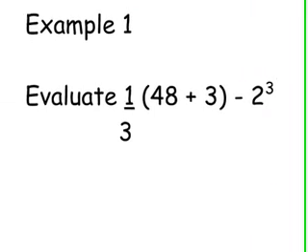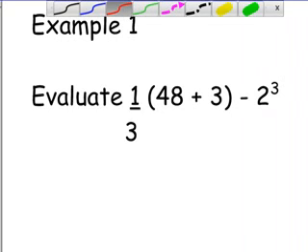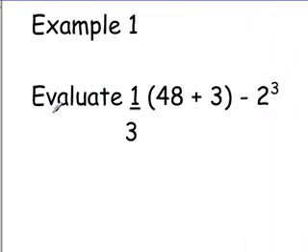Example 1, go ahead and write this down. Evaluate. Anytime you see the word evaluate, they want you to have a value for your answer, or a number. There's the word value. So I have 1/3 times the quantity 48 plus 3 minus 2 to the third, or 2 cubed. You'll hear that called 2 cubed sometimes. That's an exponent. So let's use the order of operations to simplify this.